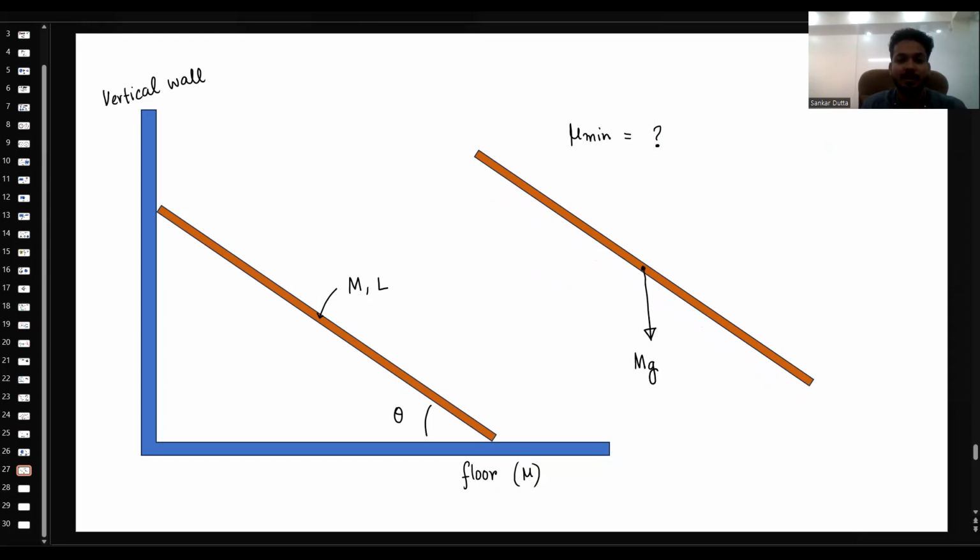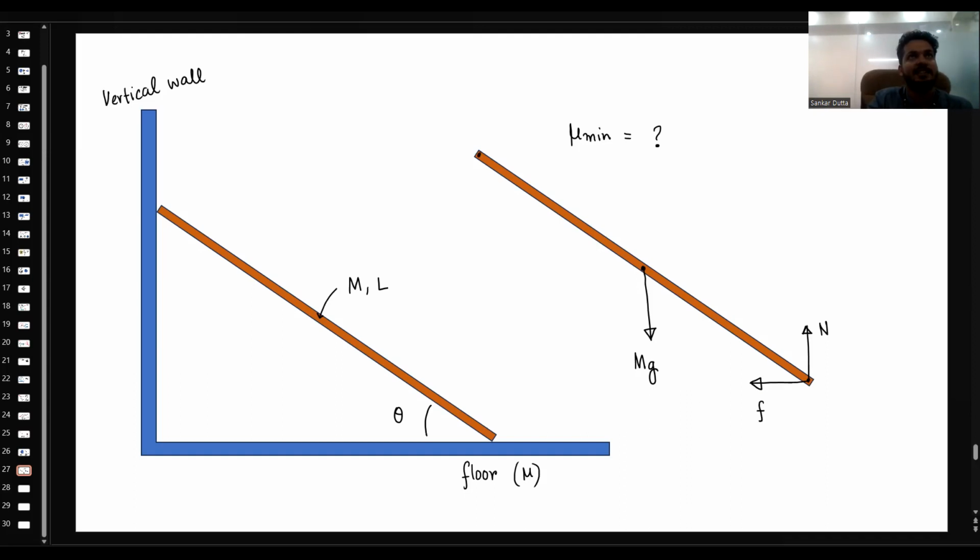What other forces do you know? There's going to be a normal from here, because it is in contact with the floor. So normal will be upwards. Yes, guys. Yes or no? Yes, sir. And at the bottom, there's also going to be a friction, backwards like this.